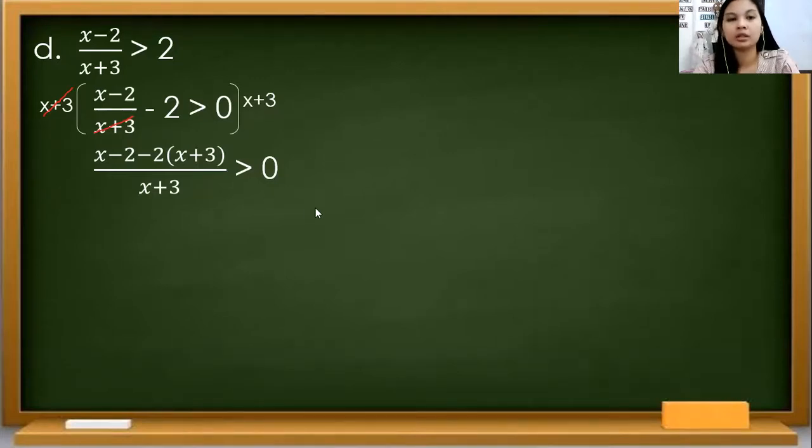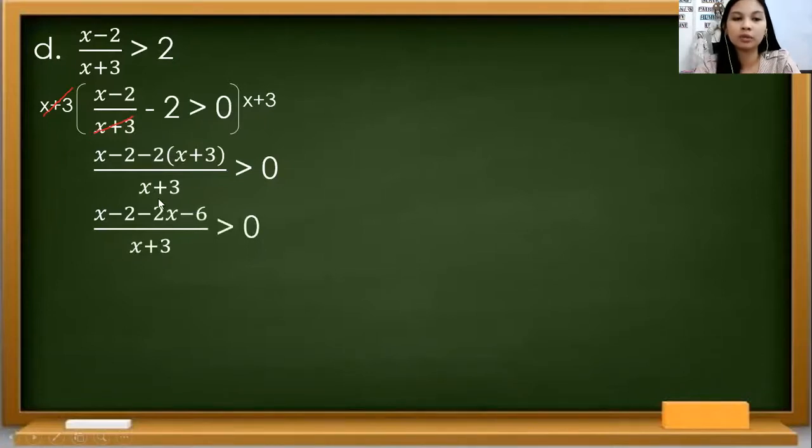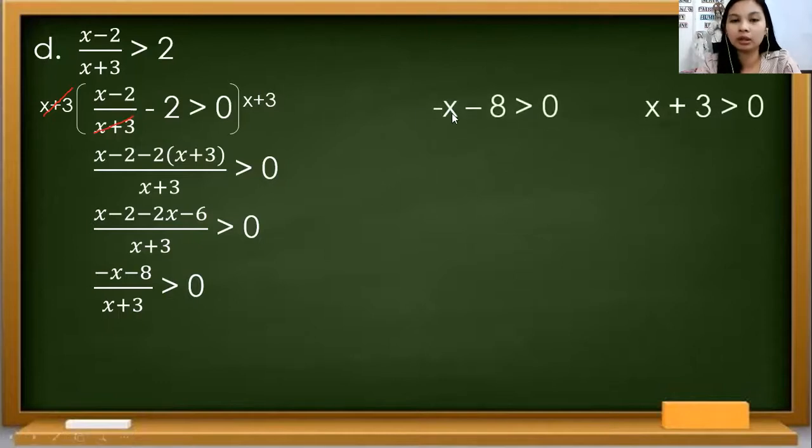Okay, so yan. Simplify na natin si negative 2. So, negative 2 times x is negative 2x. And the negative 2 times positive 3 is negative 6 po. Okay, ayan siya. And then, combine like terms. We will have x minus 2x is negative x. Negative 2 minus 6 is negative 8 po. Okay? Ngayon, isosolve natin siya separately po. Ayan. So meron tayong negative x minus 8 greater than 0 and then x plus 3 greater than 0.